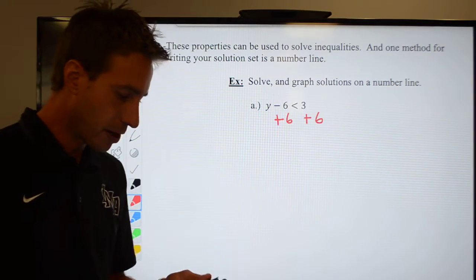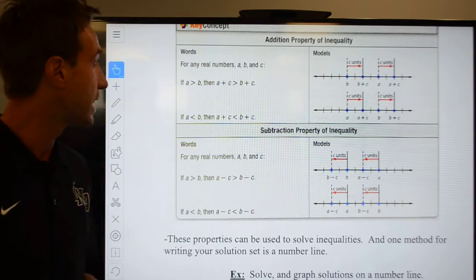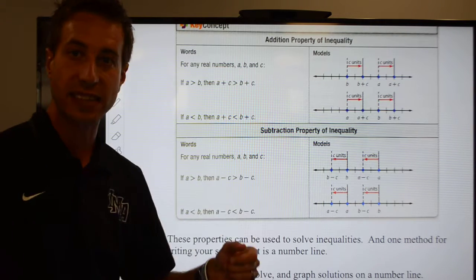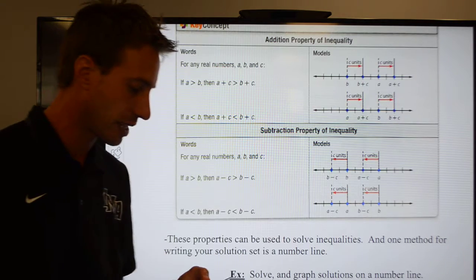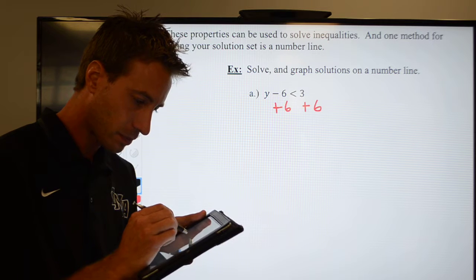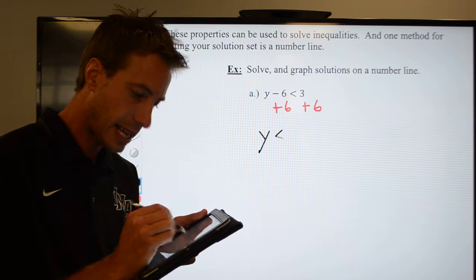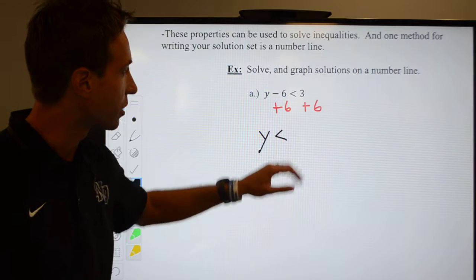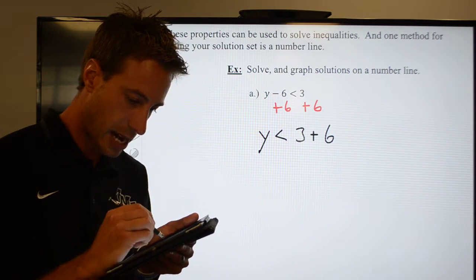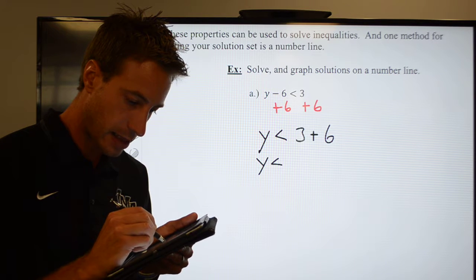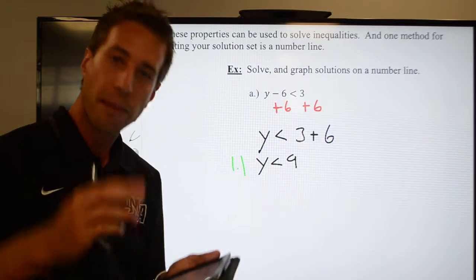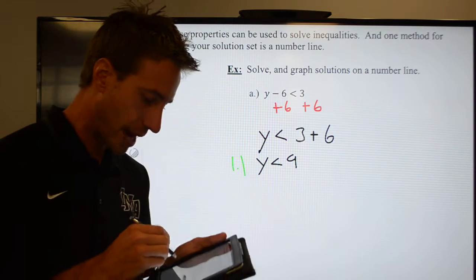What the property above tells me is that when I do addition, I can add any number I want to both sides of the inequality. It doesn't change the inequality. So I'm still going to have y is less than. Those 6's are going to cancel each other out, and now I will have 3 plus 6, which of course is 9. Y is less than 9. Now that's my first way of writing the solution, but I have two more ways. Let's go ahead and practice those.